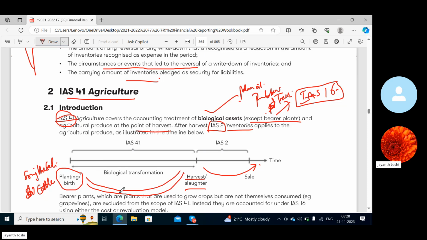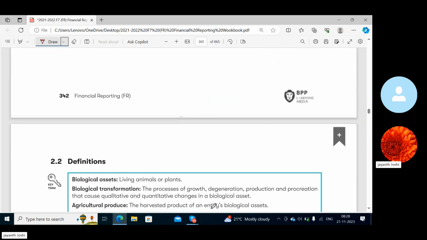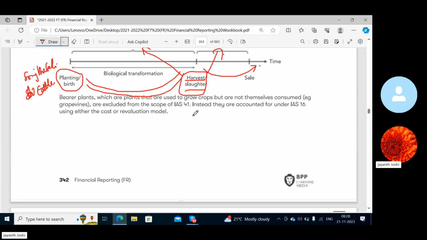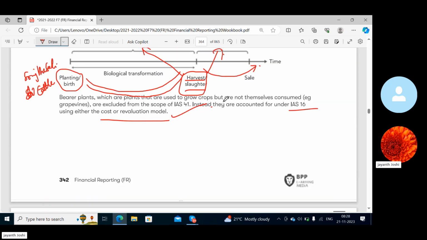So it was like raw material, here it became the finished goods, and here IAS 2 is applicable. Before that, IAS 41 is applicable. Please tell me yes or no. Yes, sir. That's what I already explained. So that's what I said here, bearer plants are instead accounted for under IAS 16 using either the cost or revaluation model, I already explained, right? So bearer plants will grow but are not themselves consumed, like grape vines.